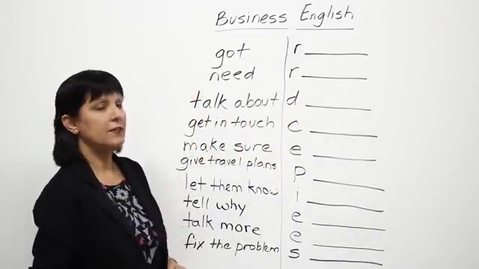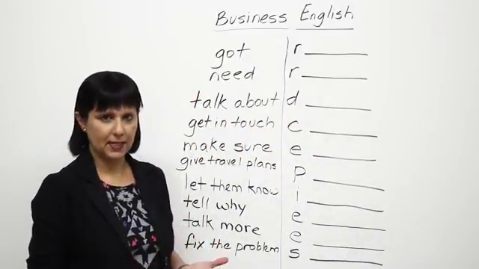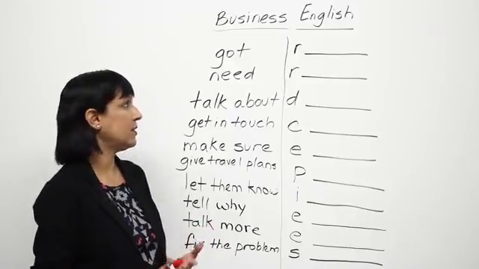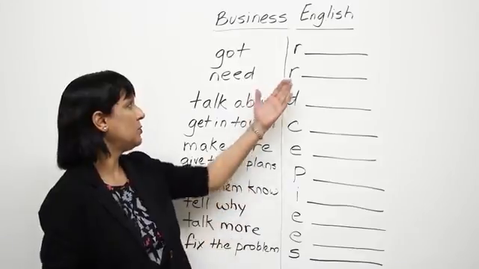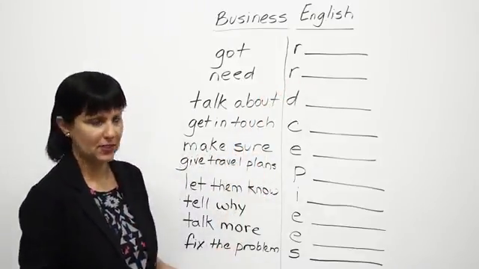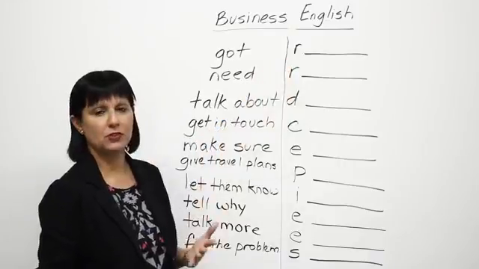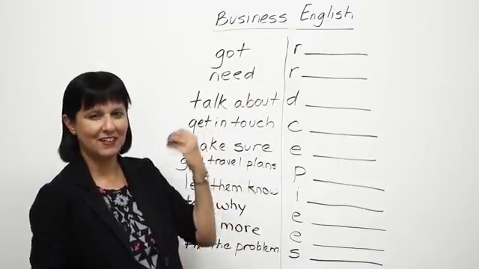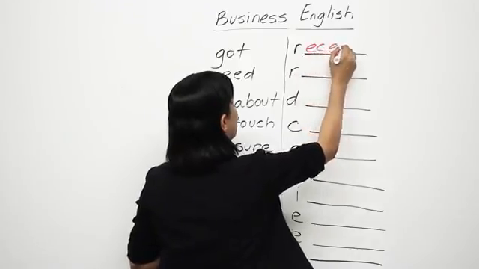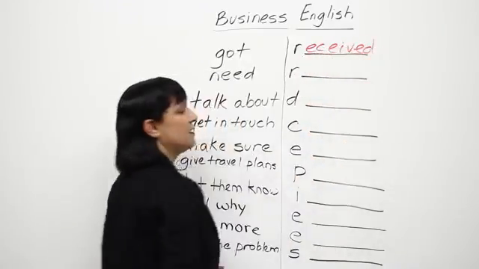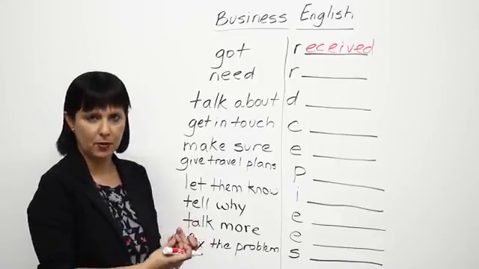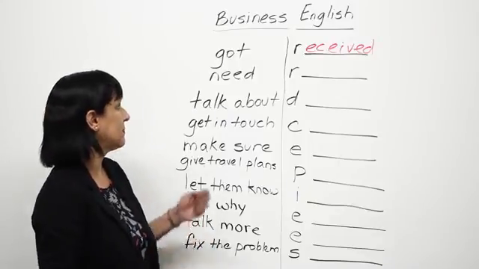For example, if you want to say, I got your email. In regular English, you might just say, I got your email. What would you say if you want to make it business English? I'm giving you a clue, the word starts with R. Instead of saying, I got your email, I received your email. Okay? Now it becomes more formal and more businesslike.